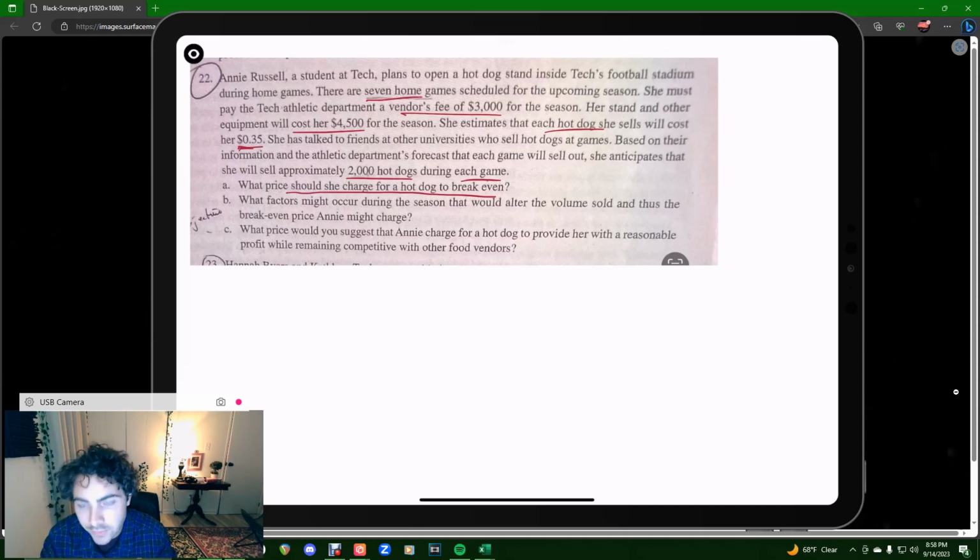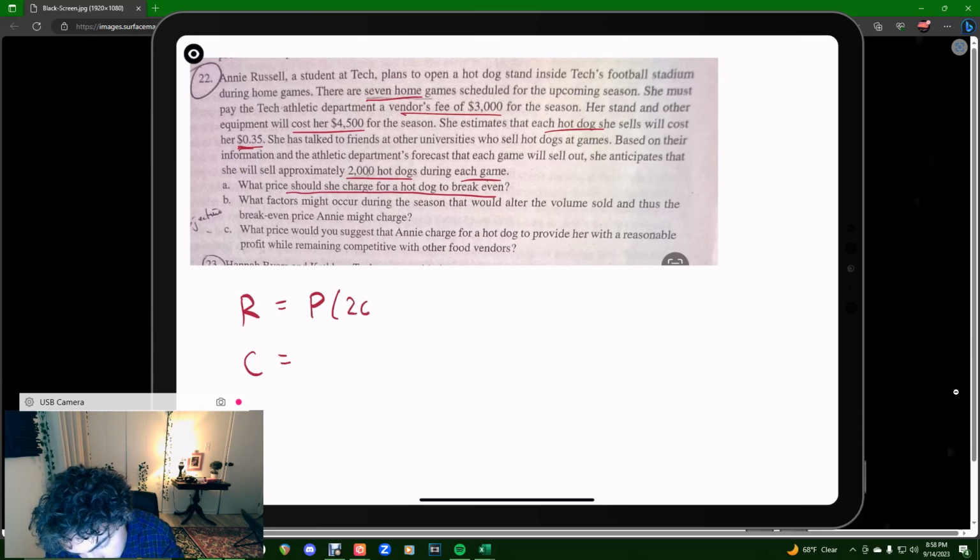The way I think about this is in terms of revenue, cost, and then profit, where profit is equal to 0 in order to break even. Revenue is price times quantity. We do not know the price, because they ask what price she should charge, so we're going to leave it as price. The quantity we can assume is 2,000.